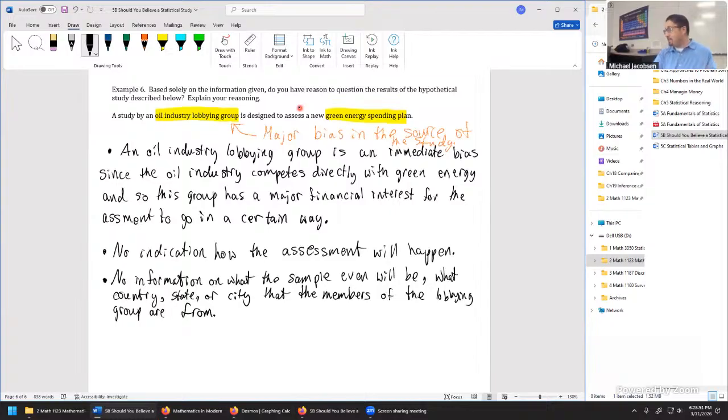I'll say kind of like that as a paraphrase. There is no criteria on how the spending plan will be assessed.